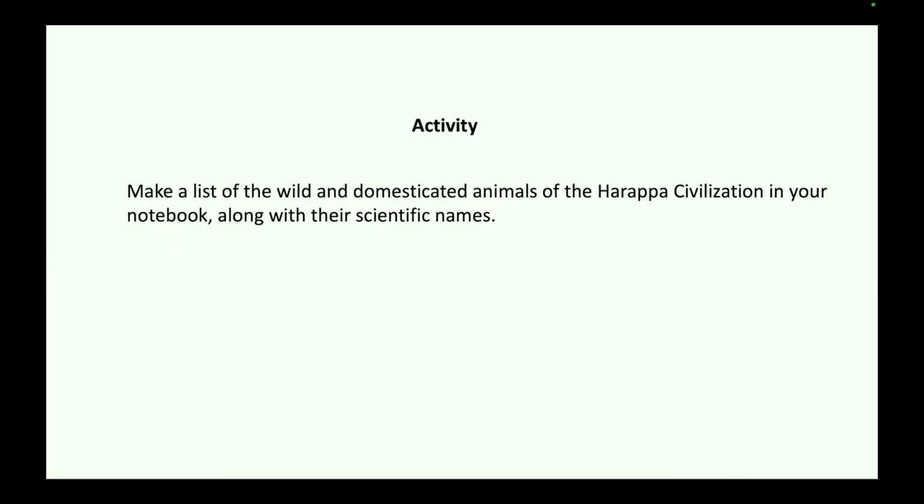Let's do an activity with this. Make a list of the wild and domesticated animals of the Harappan civilization in your own notebook along with their scientific names. It will help you to study the wild and domestic animals, their differences and their survival practices.